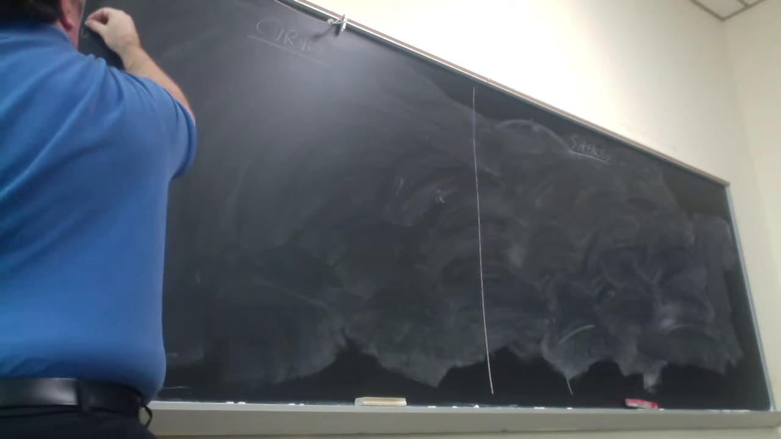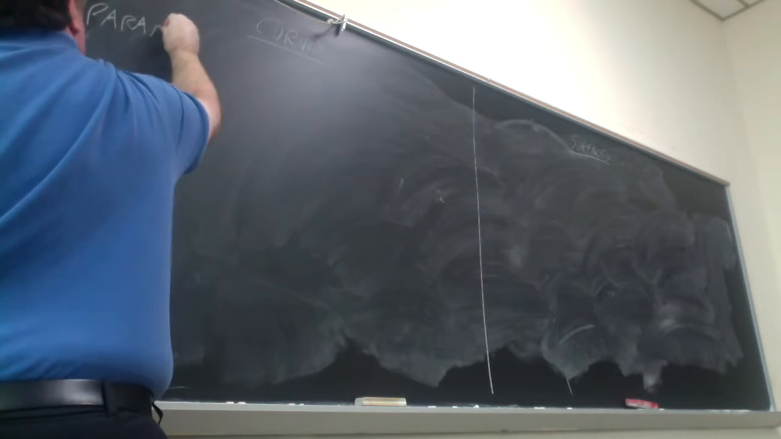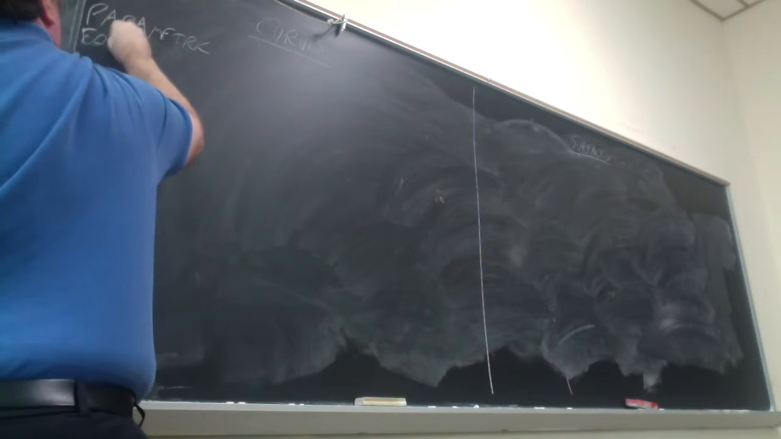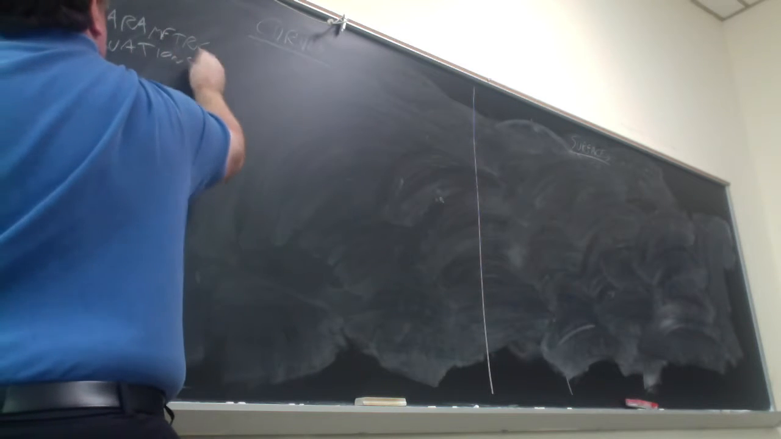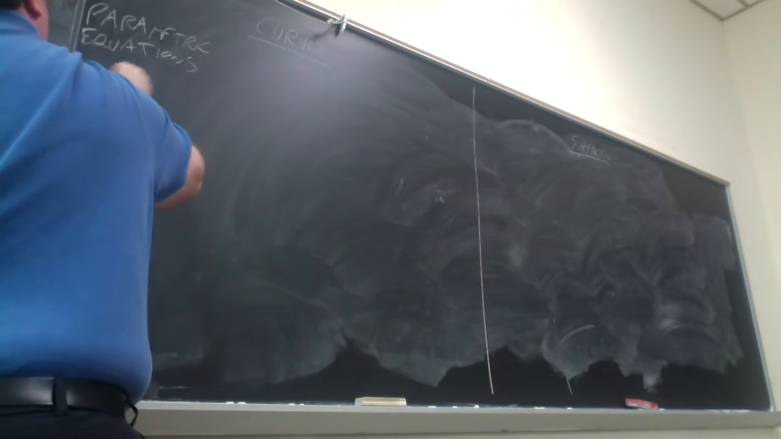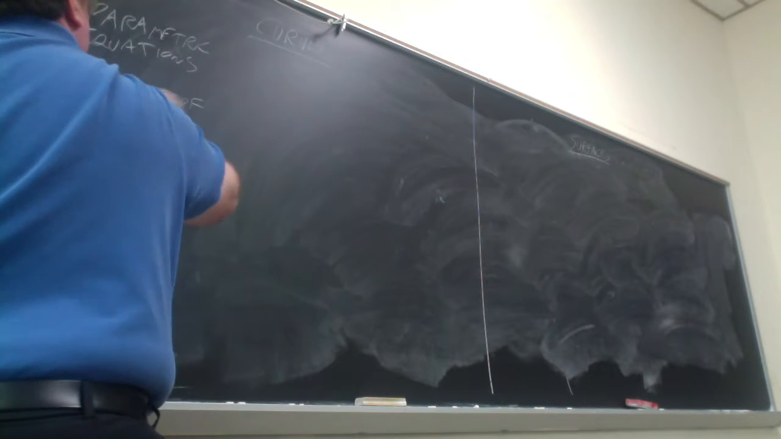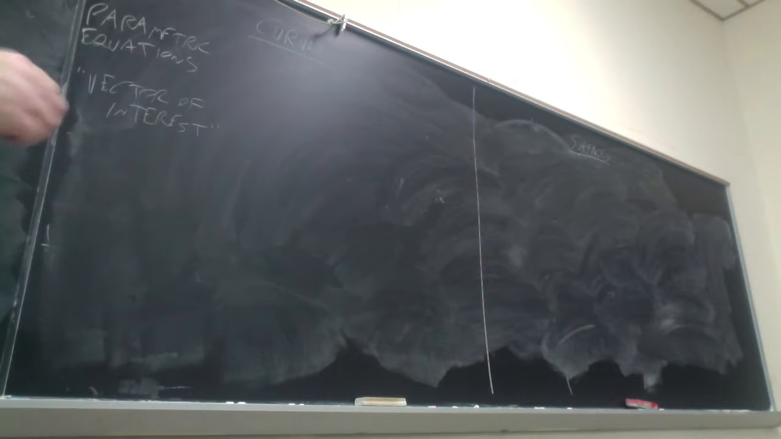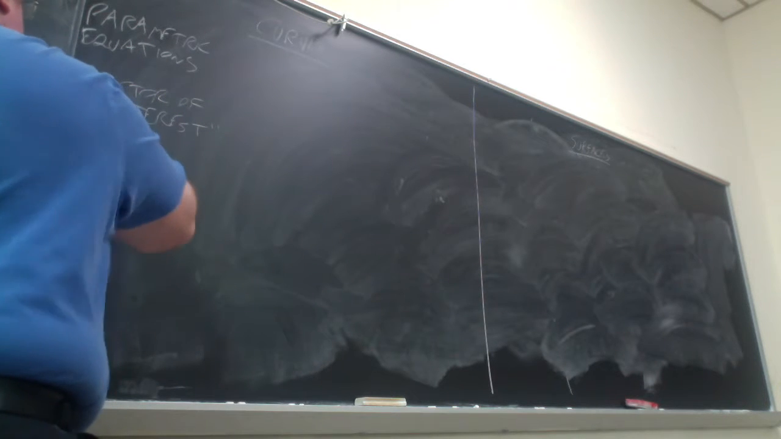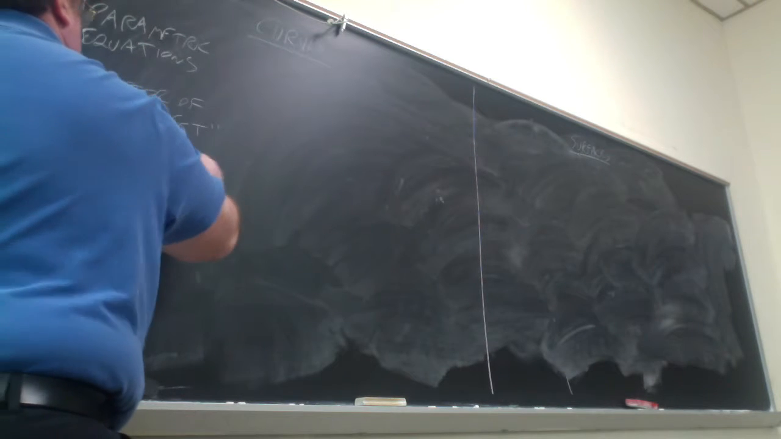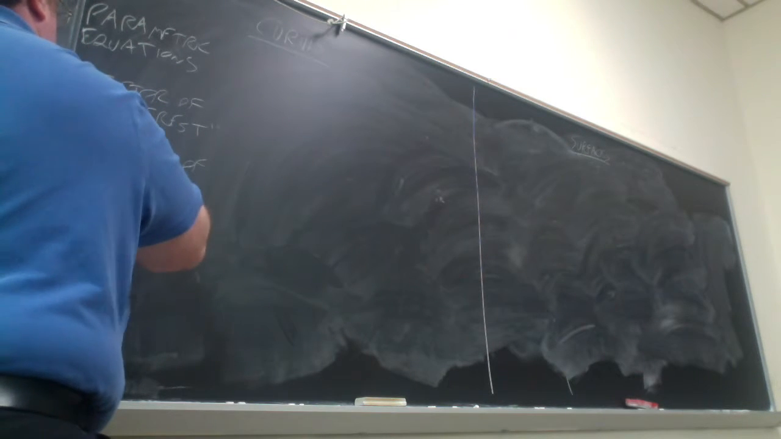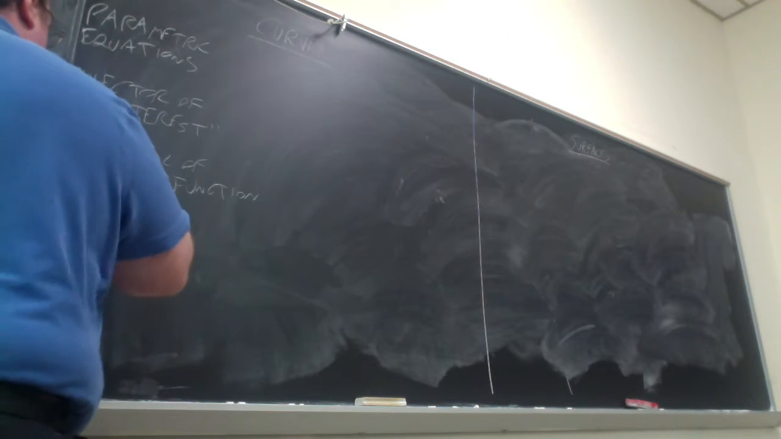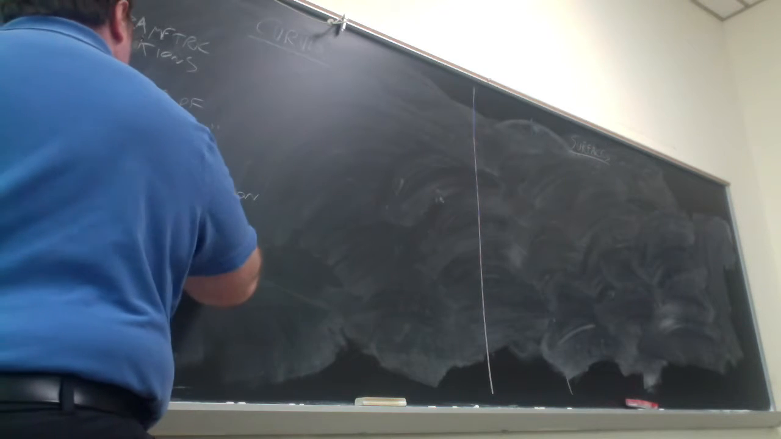So first item, what are your parametric equations? And then I'm going to call this the vector of interest, because for curves versus surfaces, there are different vectors that you need for the purpose of evaluating integrals. And then we have the integral of a scalar valued function. And then finally the integral of a vector field.